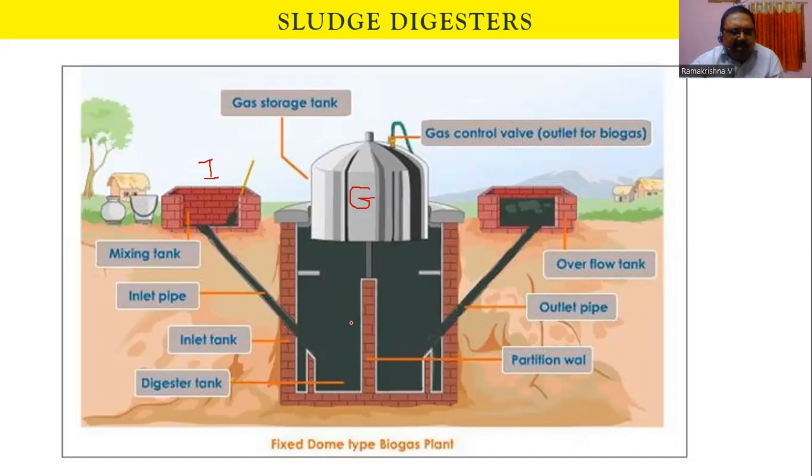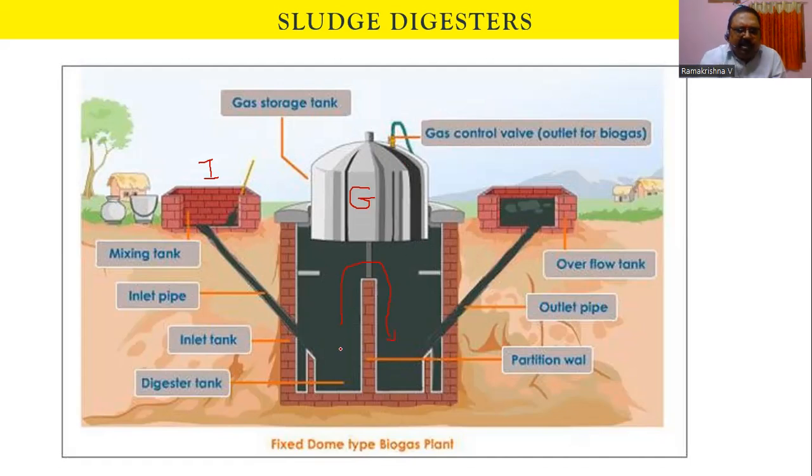This is the first chamber where digestion is taking place. Whatever the liquid is there, that liquid is now coming out. The supernatant liquid is now exiting through the pipe into the outlet here. And whatever gas is collected will go to the top, into the dome. Then we have a control valve to collect the gas from the top, right?